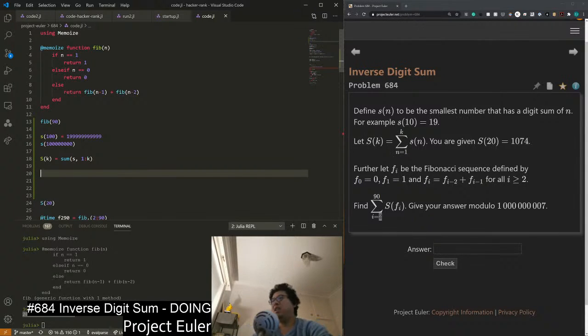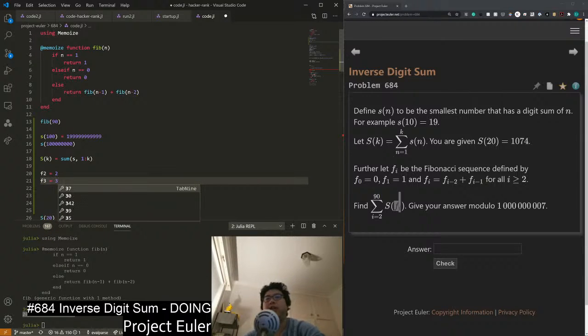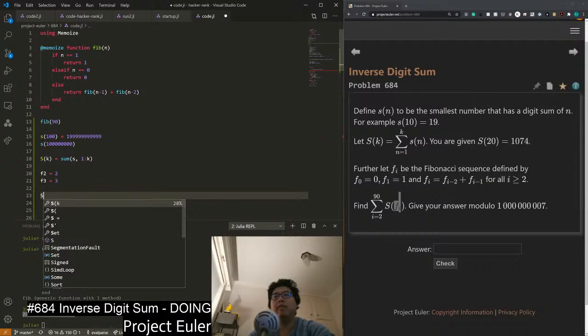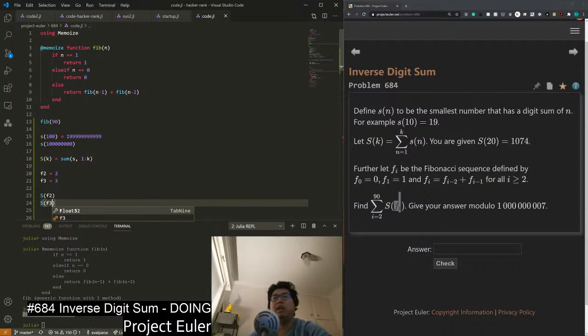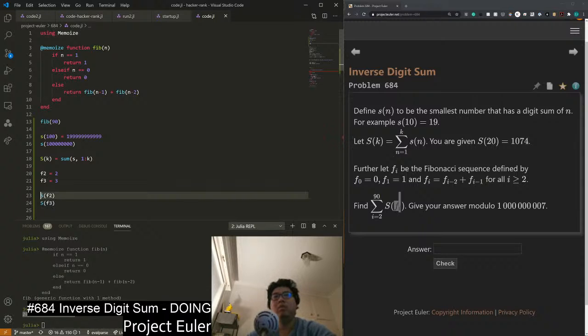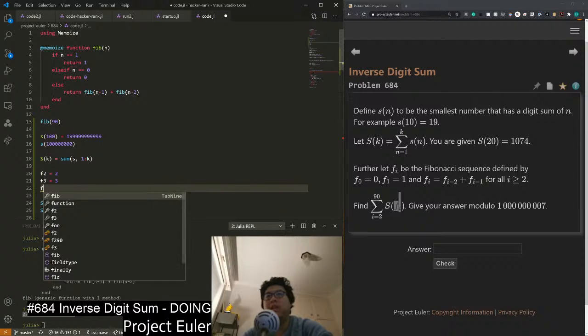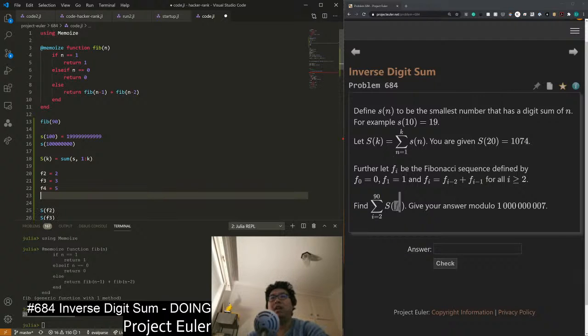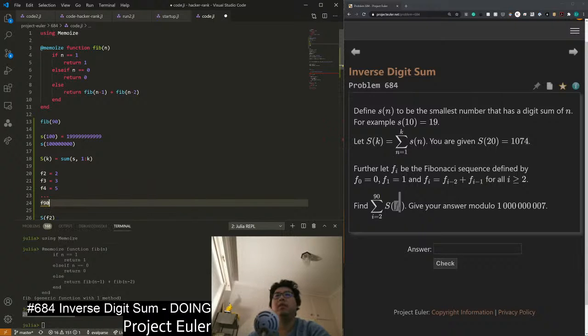So how do I do this? Well, if you look at the Fibonacci numbers, it defines the zeroth Fibonacci number as 0. So F2 is 2, therefore F3 is 1 plus 2, which is 3. And we're meant to do the capital S of that. The next one, F4, is 5. A bunch of things happen, and then F90, I think that's what they're looking for.